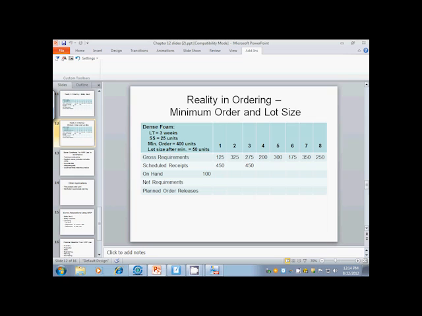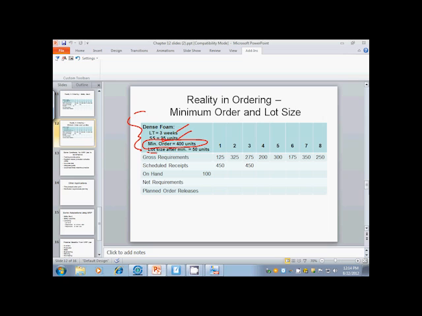More information. Looking again up at the left-hand corner of this inventory status report, the dense foam still has a lead time of 3 weeks. We're still looking at safety stock of 25 units, but now we have a minimum order size of 400 units. You cannot ever order less than 400 units. That's the minimum amount you can ever order. It doesn't matter how many you need. If you place an order, the minimum must be 400 units.